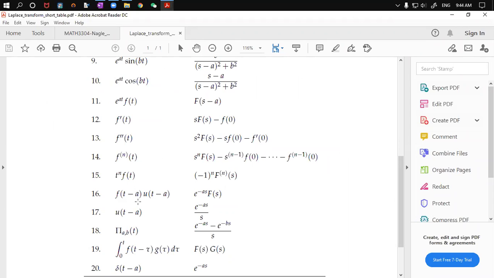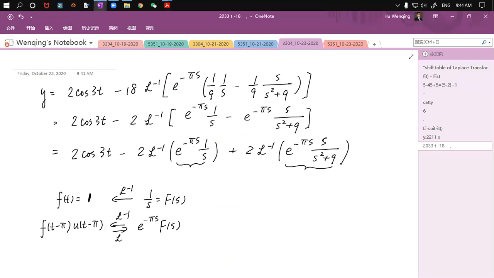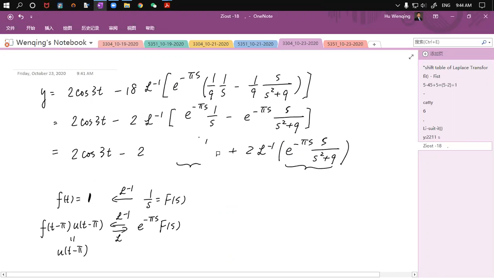Is that good for everybody? Okay, so which means that f is 1. So this is exactly only u of t minus pi. You don't have to really worry about this. The whole function is nothing but given by u of t minus pi. Is that good for everybody?